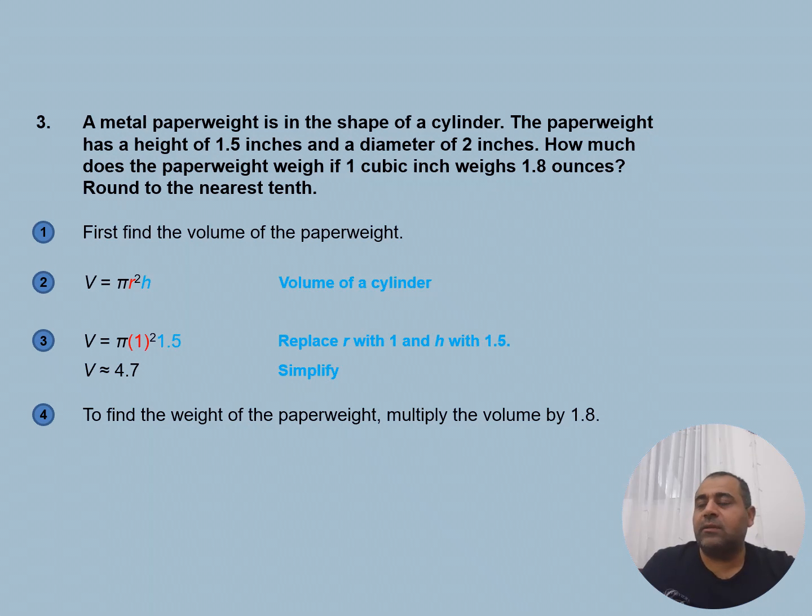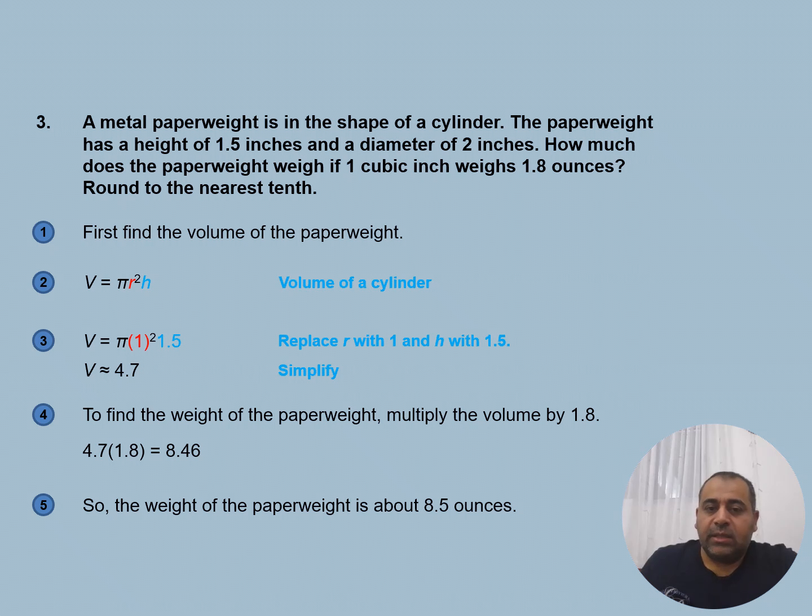Multiply. Yes, multiply the volume by 1.8. So 4.7 multiplied by 1.8 is 8.46. This is my answer. After you round it, it will be 8.5.